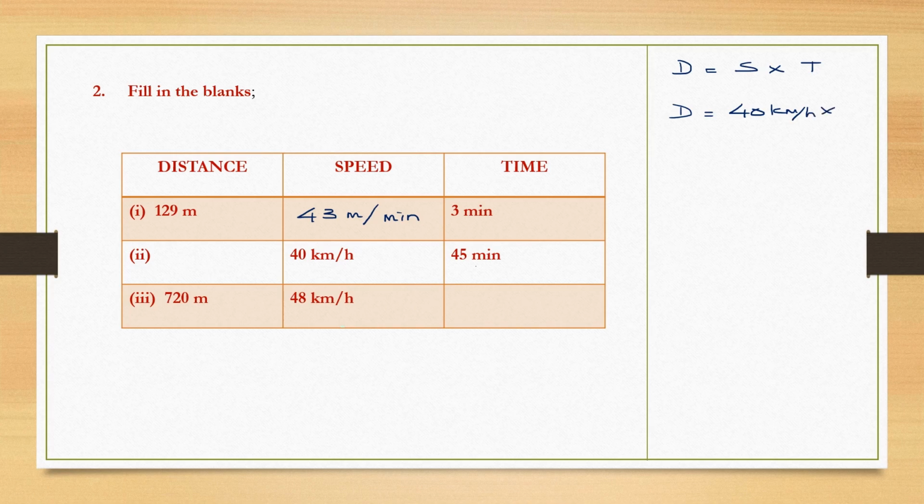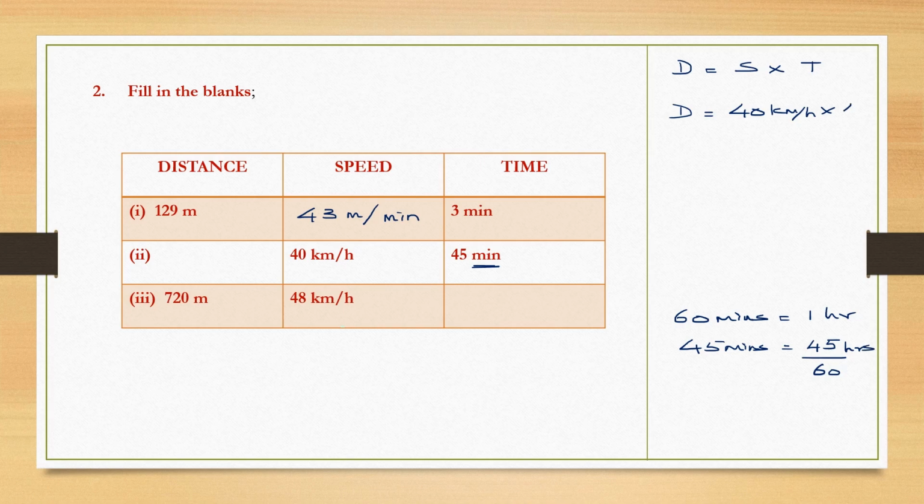Now look carefully, time is in minutes. Now speed is in kilometer per hour and time is in minutes. That means we are going to convert minutes into hours. So let's do that. So we know that 60 minutes make 1 hour. So 45 minutes will be 45 divided by 60, this many hours. Okay, so now we have converted it here.